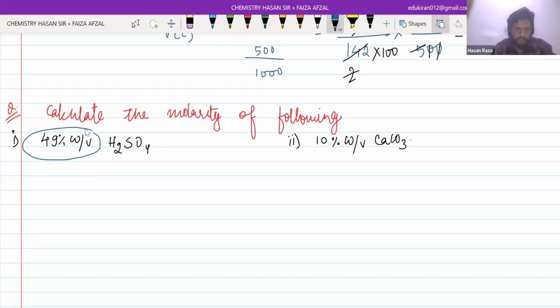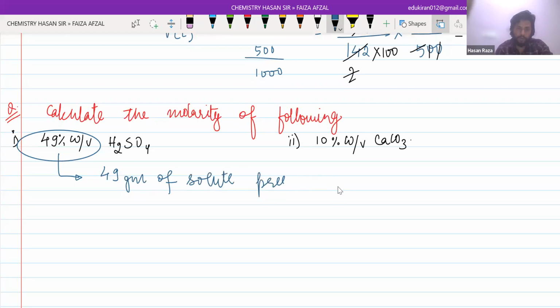Can you tell me a whole sentence about this, the way I told you when we were studying weight by weight percent or weight by volume percent? Tell me, what does this mean? 49% of solute in 100 ml of solution. Again, go for 49. After 49, what did you say? 49 grams of solute in 100 ml of solution. 49 gram of solute present in 100 ml of solution.